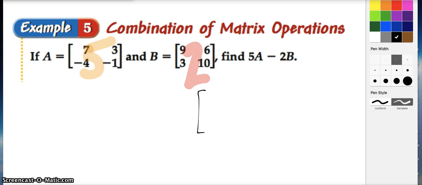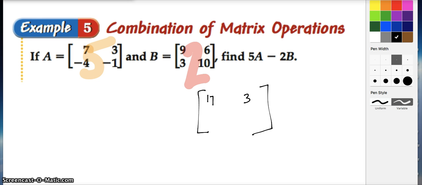All right, so I know that I can subtract the resultant matrices because they have the same size. Basically I'm going to say 5 times 7, and then I'm going to subtract 9 times 2. So 5 times 7 is 35. 9 times 2 is 18. 35 minus 18 is going to give me 17. And I'm going to do it again. 5 times 3, that's 15. 2 times 6, that's 12. 15 minus 12 will give me 3.